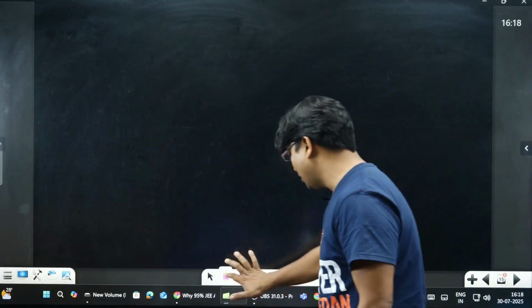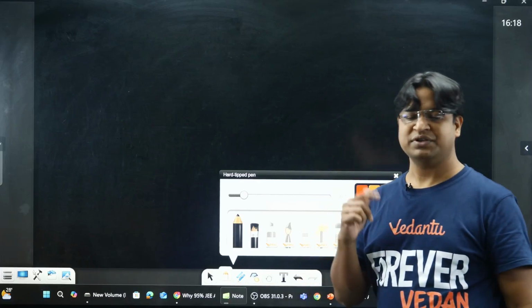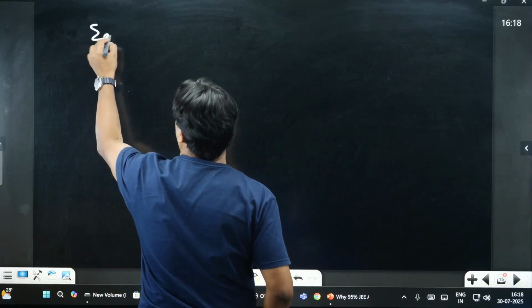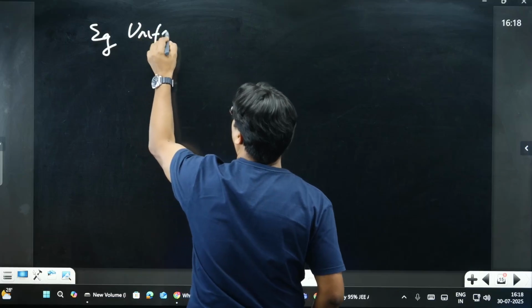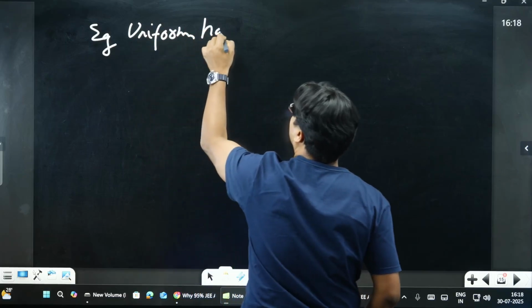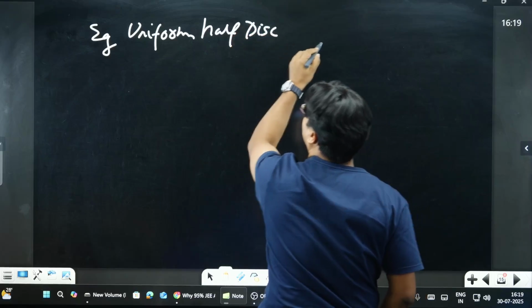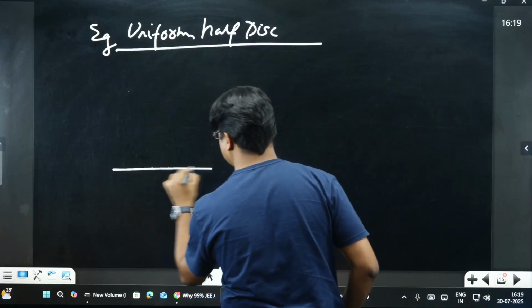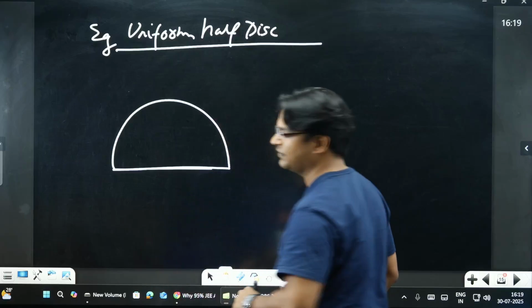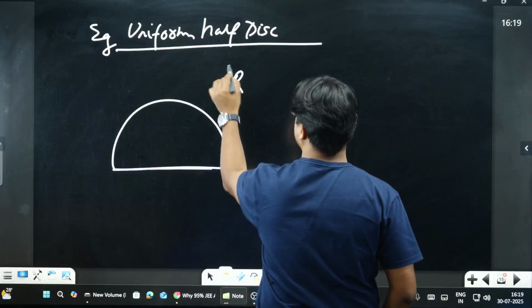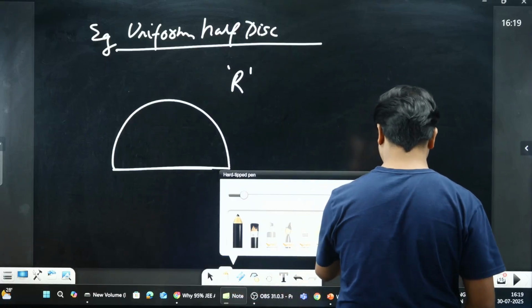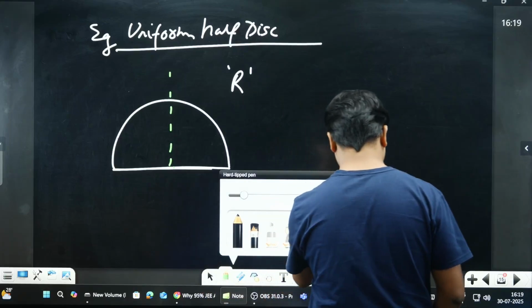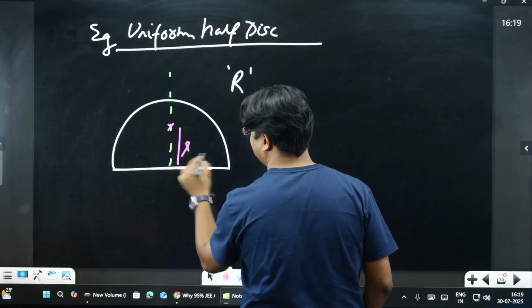So we are going to obtain the location of the center of mass of a half disk. Example, uniform half disk. Let's say this is a uniform half disk. This is our surface. Let's say the radius of this is capital R, and I don't know where the center of mass is, but it will lie on this line. It may be somewhere here at a distance small r.